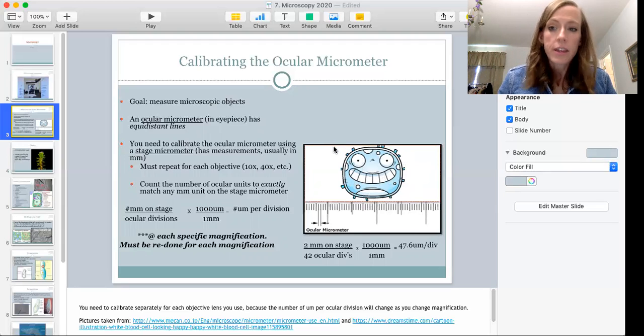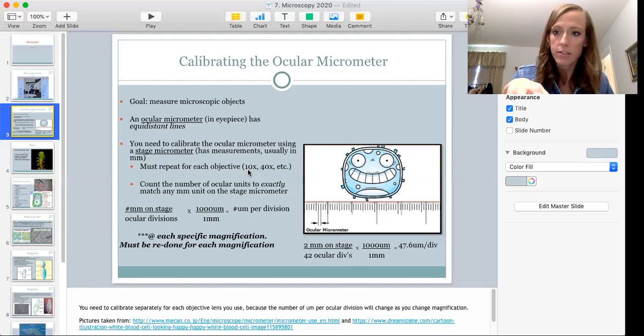Now, these lines, though they are equidistant, you cannot conclude that they represent a specific number of millimeters or micrometers, because that will change as you alter the magnification of your cell. Okay, so what you need to do then is to calibrate the ocular micrometer to each of the different objectives that you might use.